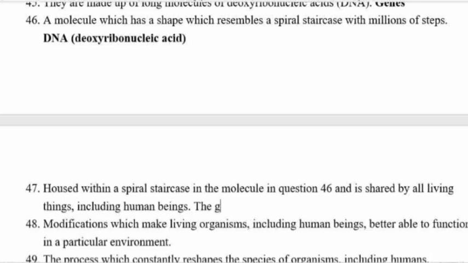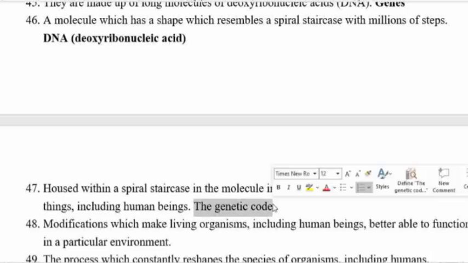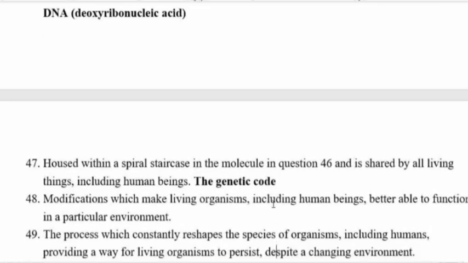It should be the genetic code. Say the genetic code. So the genetic code is something that is housed within a spiral staircase in the DNA and is shared by all living things, including human beings.